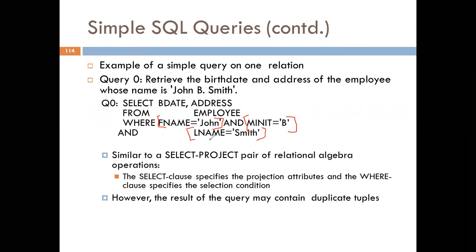These conditions are connected using the logical operator AND. Just like how we use double ampersand in programming languages, we can use this keyword, AND, in order to connect the conditions. For each row, this condition is applied: first name should be John, middle name should be B, and last name should be Smith. Those rows which satisfy this condition will be extracted. So that becomes the result of our query.